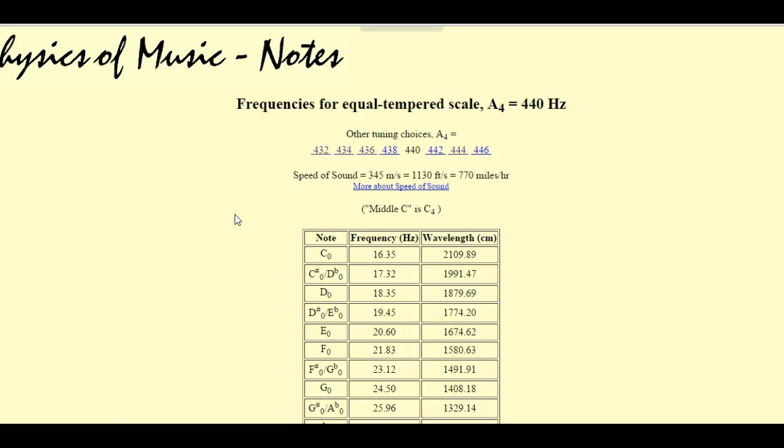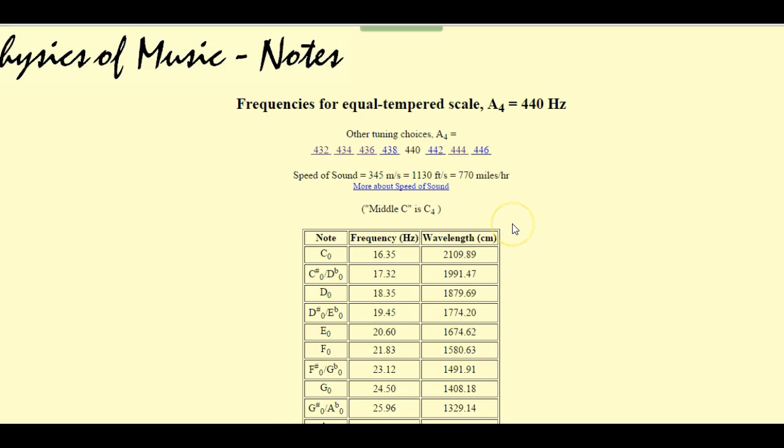So I have to take you to a fun website. This is the Physics of Music website from the Michigan Technical University. And if you go down here to where it says the equal tempered scale, it's a table of frequencies and wavelengths in the air. If I can get my cursor to work. All right, you will notice that right now, equal tempered, it's listed with the concert pitch of A440.